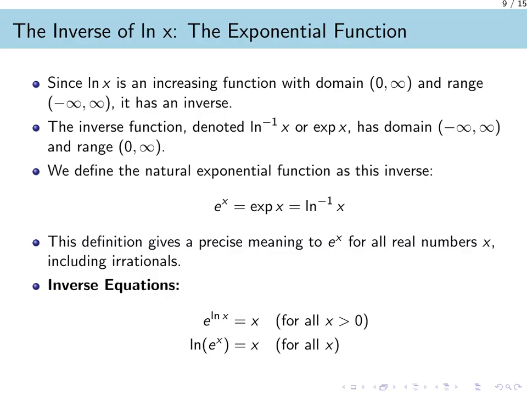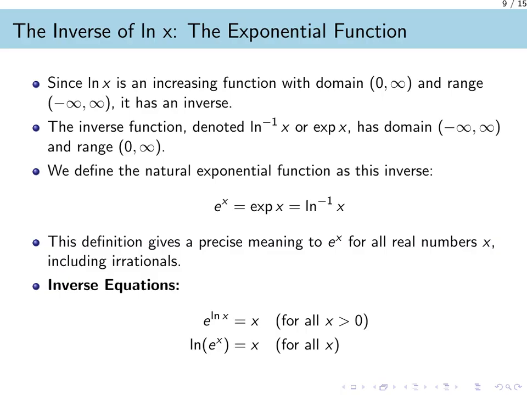Now we can use the properties of the natural logarithm to define its important inverse, the exponential function. Because the natural log is a strictly increasing function, whose domain is all positive numbers, and whose range is all real numbers, we know it has a well-defined inverse. We call this inverse function the natural exponential function, which we write as e to the power of x, or sometimes as exp of x. This definition provides a rigorous meaning for raising e to any power, including irrationals.